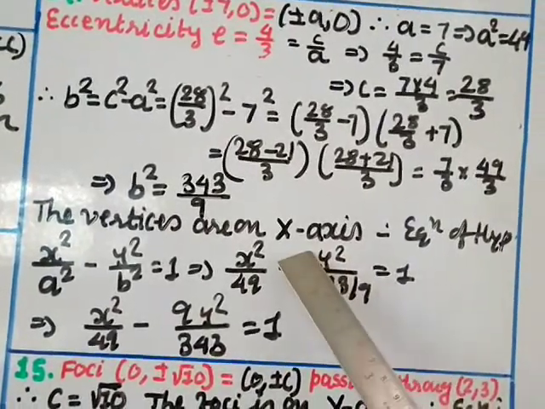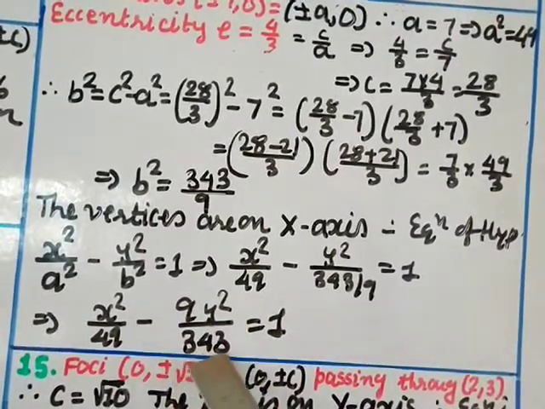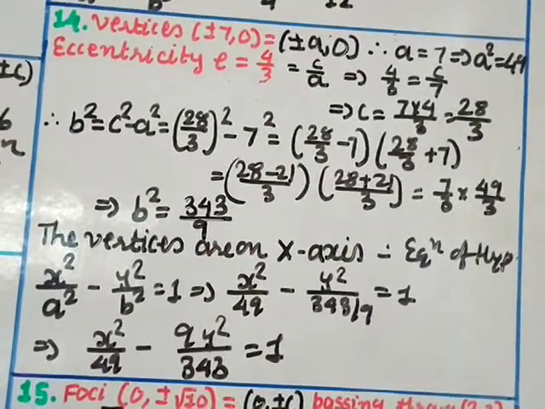This 9 take in the numerator, so you get here x square by 49 minus 9y square by 343 equal to 1. So that is the required equation of the hyperbola.